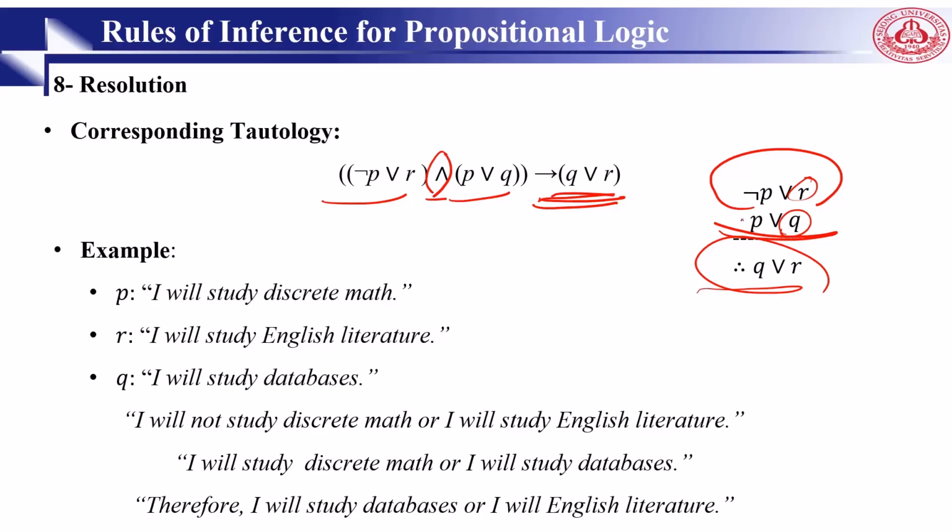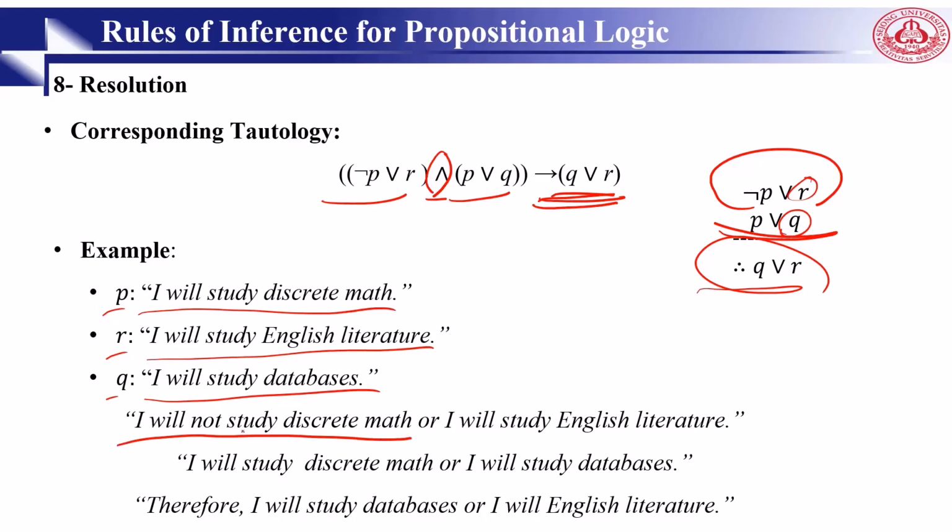So example: P, I will study discrete math or I will study English literature, and Q, I will study database. So not P means I will not study discrete math. In the second fact, we say I will study. These two are in contradiction, so we cannot come to a conclusion. One time I said I will not study discrete math. In the second fact, I said I will study discrete math. So it's not a fact that we can come to a conclusion from.